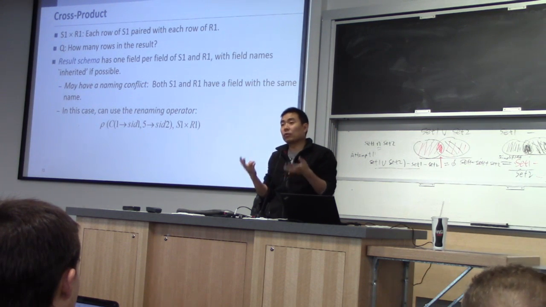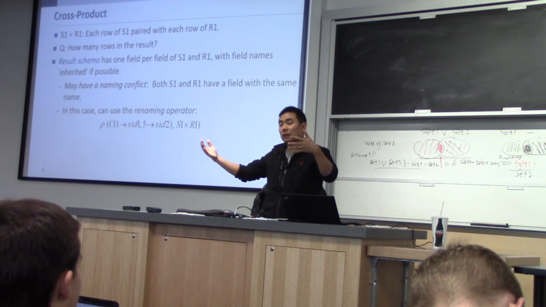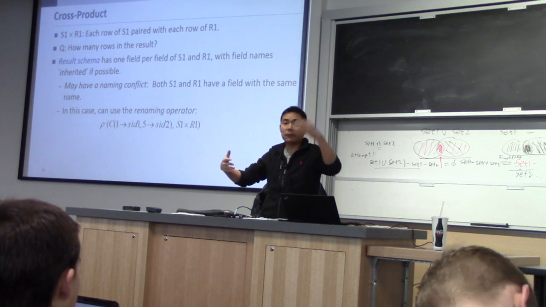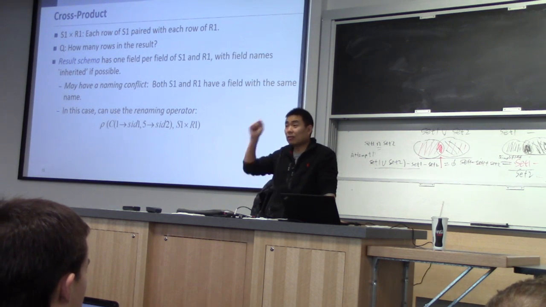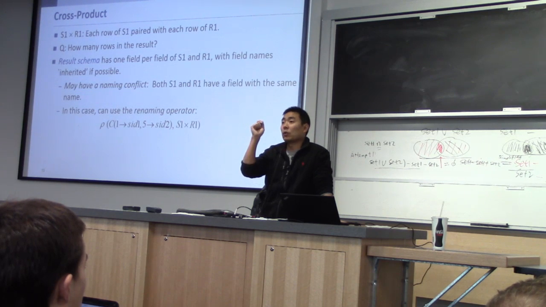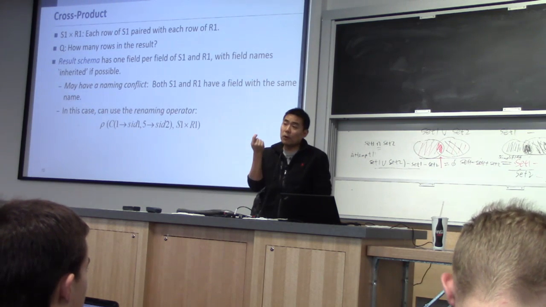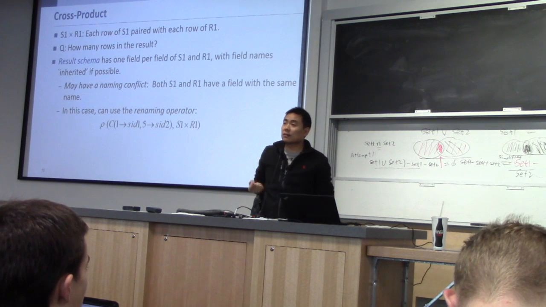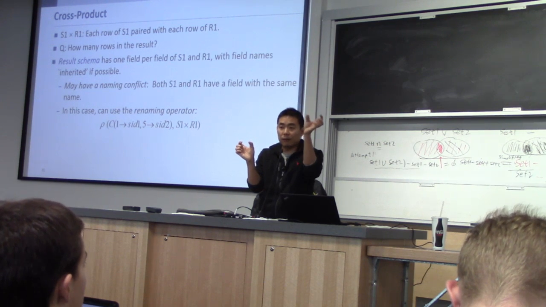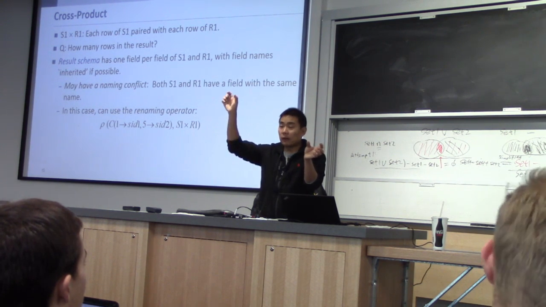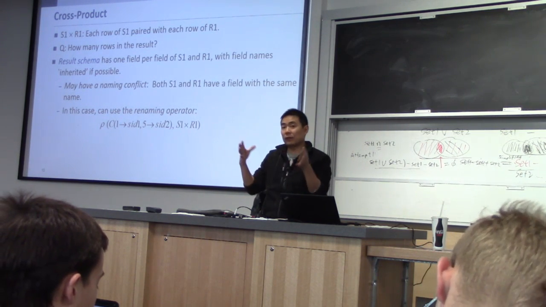And the two input schemas do not have to be union compatible. They can be anything. Like students cross with sailors, student cross with boats, boats cross with sailors. You can do all of this. That's the output schema. Does that make sense? What about the output instance? Well, the output instance consists of all the possible pairings between every record from the first input instance and every record from the second instance. So that's the definition for the output instance.